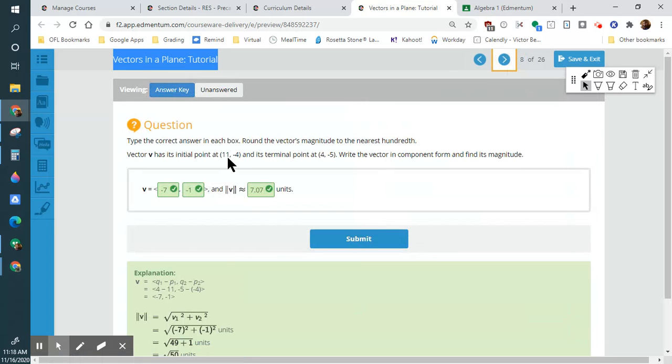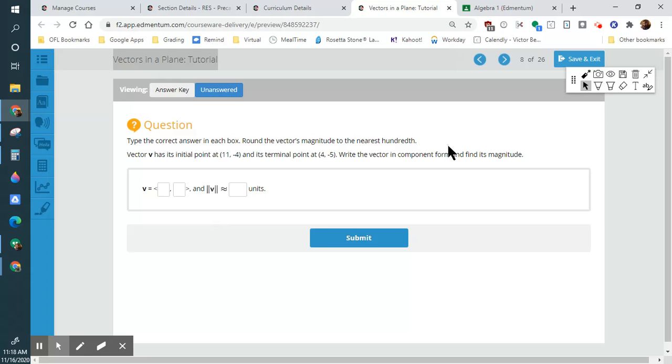All right, so let's start with a problem. And it would help if I didn't have that solved out. So here's my vector. I start off here and I go here. If I want to figure out what this vector is, I need to subtract it out. I need to figure out how high I went. Well, if I'm going from -4 to -5, I went down 1. And if I'm going from 11 to 4, I went down, what is that, 7? Yes, I went down 7.